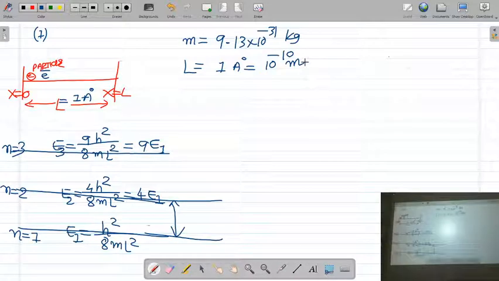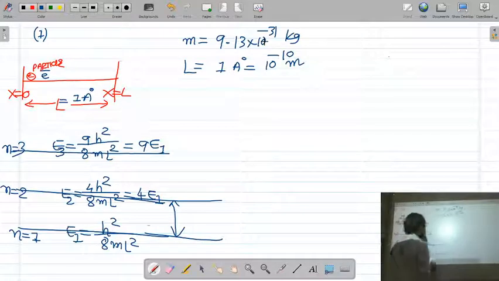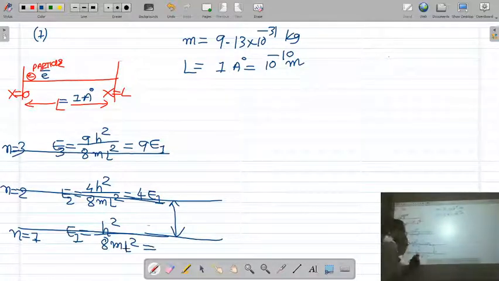And you are asked to calculate the energy of the electron in the energy levels 1 and 2. What is the energy of the electron in energy level n equal to 1? It is h squared upon 8mL squared. I am not going to put in the values; you can calculate at home. The Planck constant is 6.62 × 10 to the minus 34 joule second. The mass of the electron is 9.13 × 10 to the minus 31 kilogram. And the length of the box is 1 angstrom.